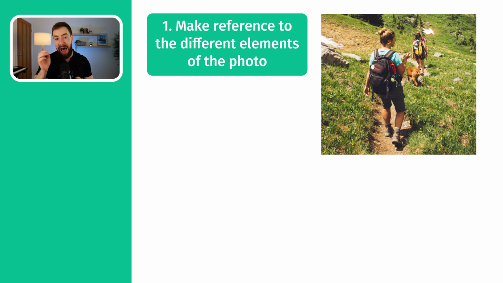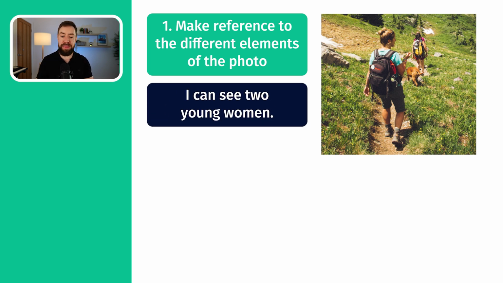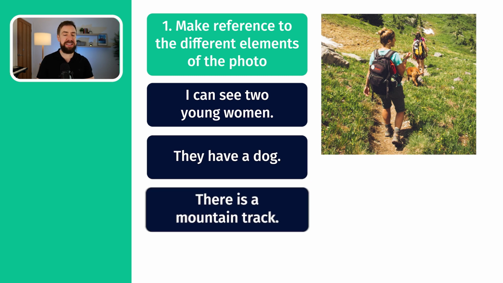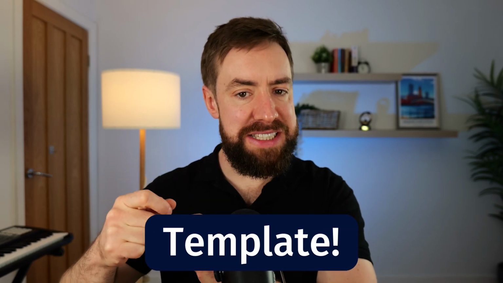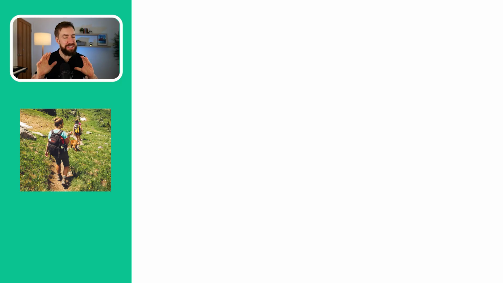So we have, I can see 2 young women. They have a dog. There is a mountain track. What's the problem there? They're all factually correct. They're actually what we can see in the photo, but they're too basic. They're too simple. So I've got 5 great sentences for you where you just need to add your own details and you can write about any element, anything that you can see in a photo. So let's go through them.